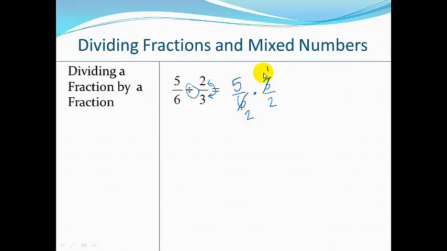And now it's 5 times 1 over 2 times 2. And that's going to give me 5/4. And again, we've got 1 whole, because 4 goes into 5 one time with 1 left over. It's 1 and 1/4.